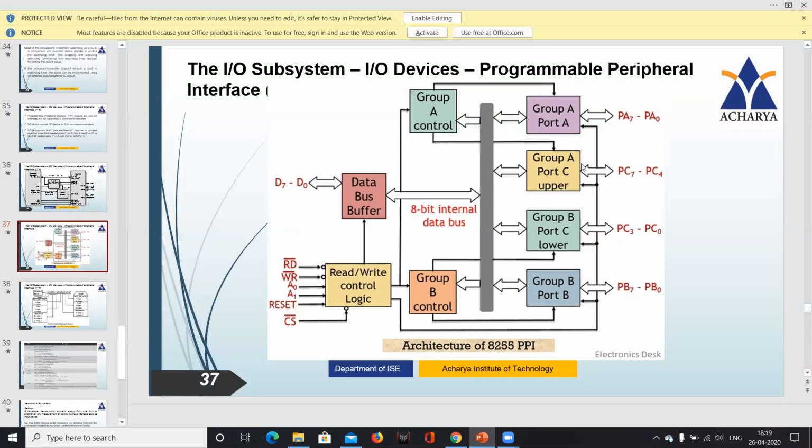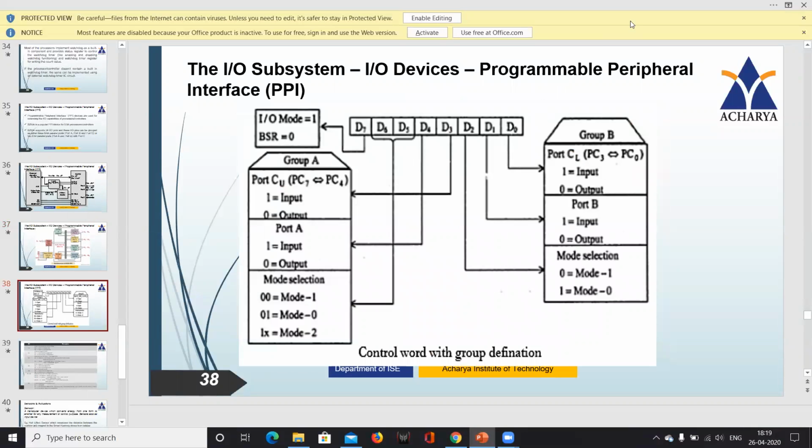Now, that particular register has a few bits, and each bit will give some information. Those bits will tell whether this particular port A is an input port or output port, like that. Who is going to write the control word register? That is written by the processor. Based on that, these ports will start behaving either as an input port or output port. That is what we are going to see in the next slide.